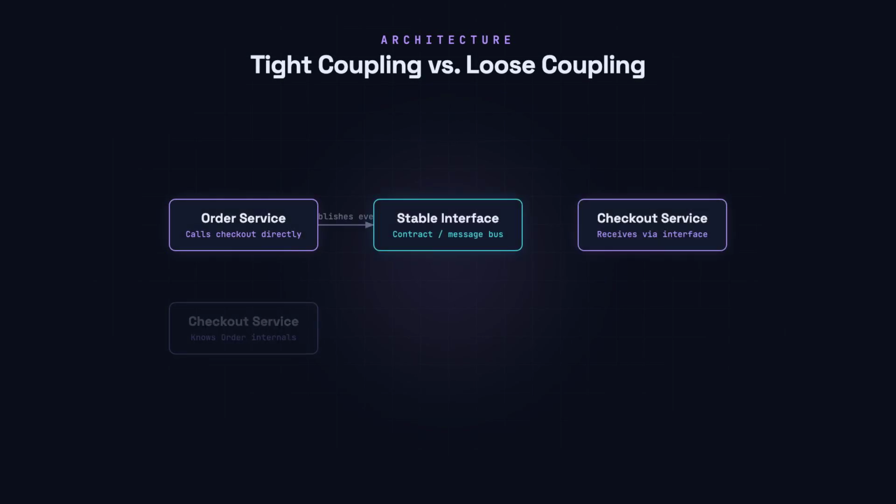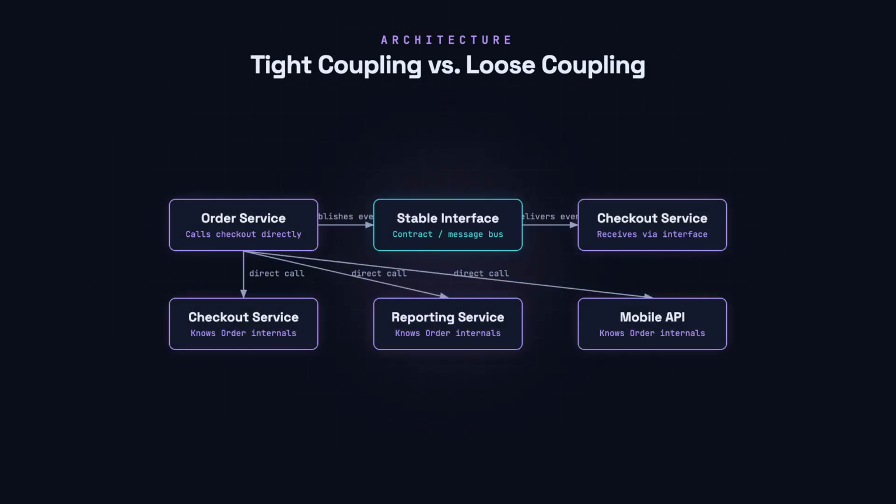The top row shows loose coupling. The order service publishes to a stable interface, an agreed contract or a message bus, and the checkout service receives from it. Neither side needs to know the other's internals. The bottom row shows tight coupling. Order service calls checkout, reporting, and the mobile API directly. Every consumer is wired to the producer. Add a new consumer, or change order's internals, and you must touch every one of those connections.